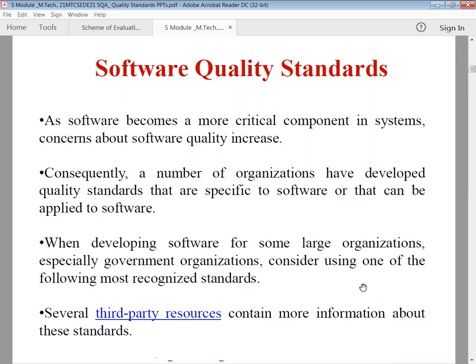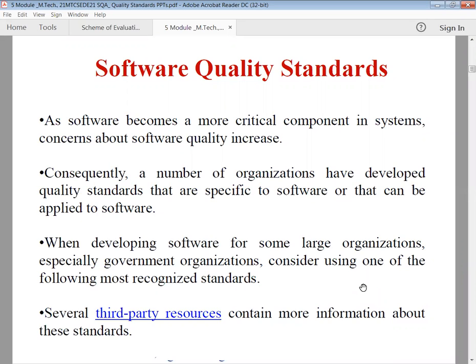The software standards are specific to the software as well as based on the hardware, software, and other standards they are following. When developing software for some large organizations, especially government organizations, consider using one of the following most recognized standards. Any government organization, in general, goes for ISO standards. Several third-party resources contain more information about those standards.